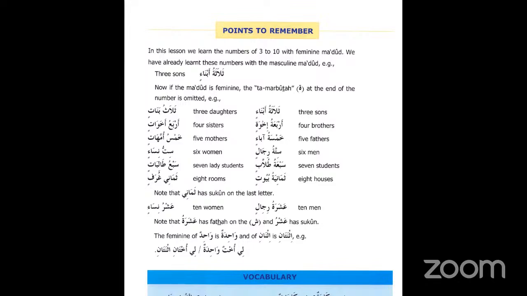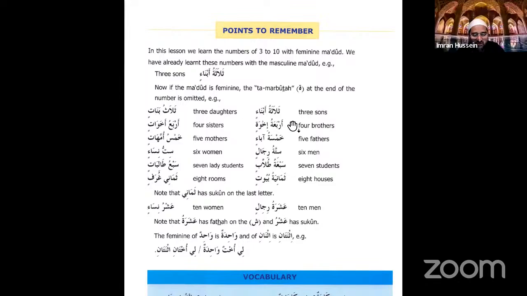For example, 3 sons, thalathatu abna'in. Now, if the ma'dud is feminine, the ta marbuta at the end of the number is omitted. For example, instead of thalathatu banatin, we say thalathu banatin. Exactly.